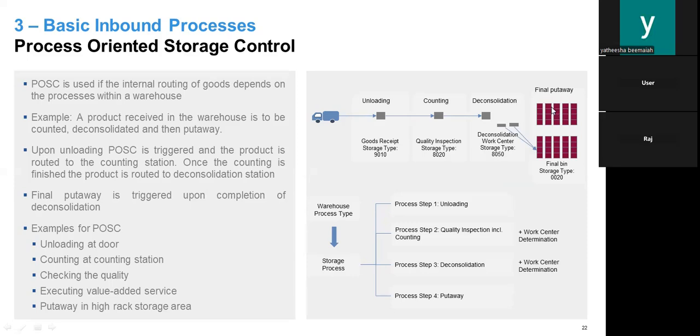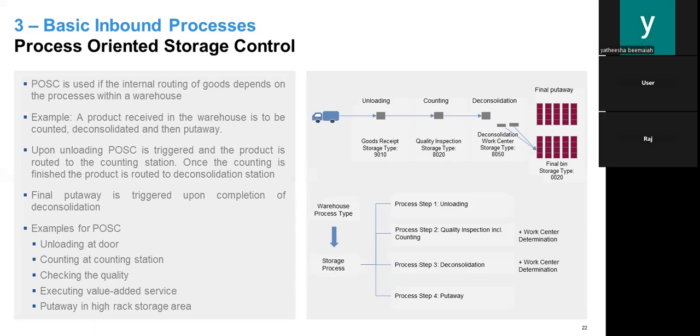Here we don't require counting or deconsolidation or any other steps. But in some cases, for some products, the user needs to perform them. So let's say we have received a pallet from the external supplier. It contains several products within the same HU.